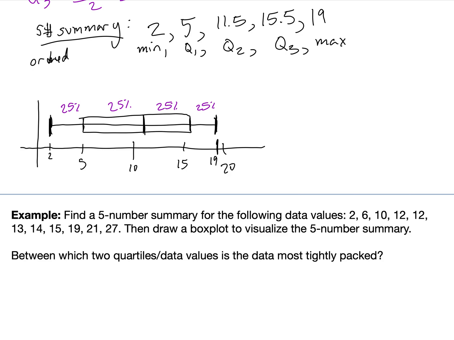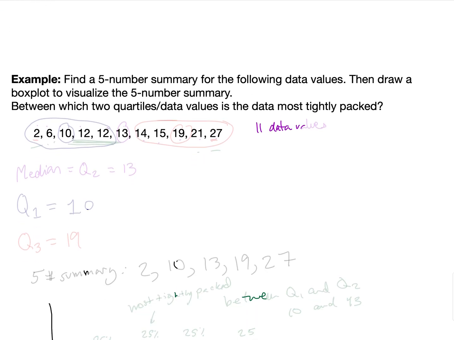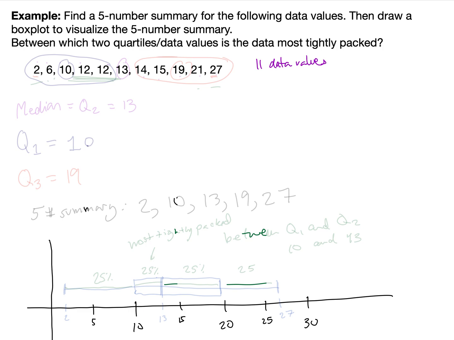Okay, so here we have 11 data values if we count them up, and so when we find the median, there's just one number in the middle. It's going to be the sixth data value, 1, 2, 3, 4, 5, 6. That's our data value in the middle, and it's going to have 5 data values on either side, 1, 2, 3, 4, 5. Great. So that is the median, which is also the same thing as Q2.